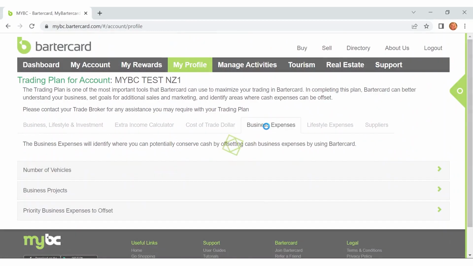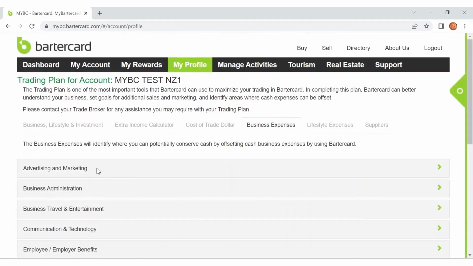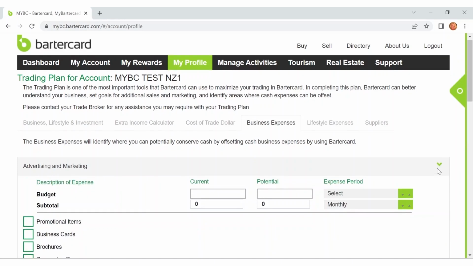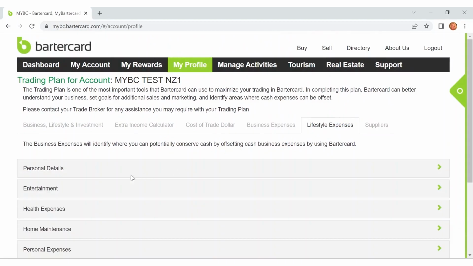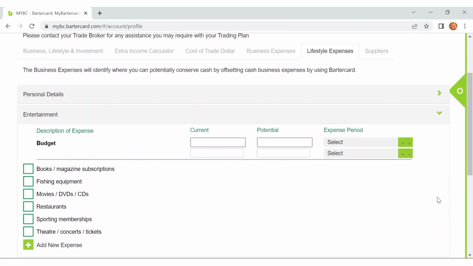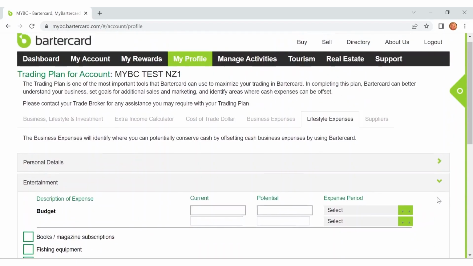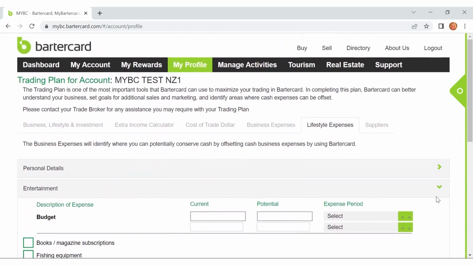Business expenses. The business expenses will identify where you can potentially conserve cash by offsetting cash business expenses by using Bartercard. Lifestyle expenses. The lifestyle expenses will identify where you can potentially conserve cash by offsetting cash lifestyle expenses by using Bartercard.